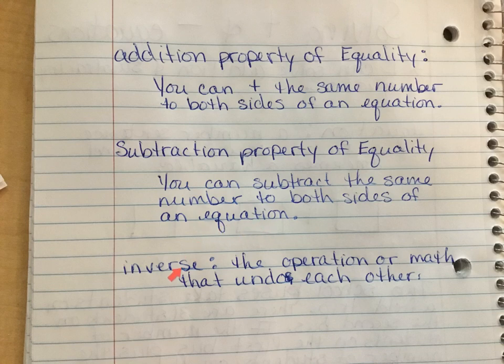And then we have an inverse, which we've talked about before when we talked about dividing fractions. We do the inverse or the opposite. So the operation, that's a fancy word for math, that undoes each other, I guess. So like multiplication, the inverse of multiplication is division. And for addition, the inverse of addition is subtraction. It goes backwards. The inverse of subtraction is addition, the inverse of division is multiplication.